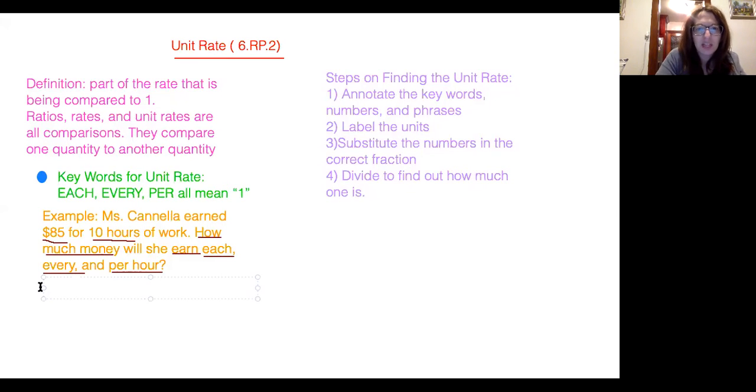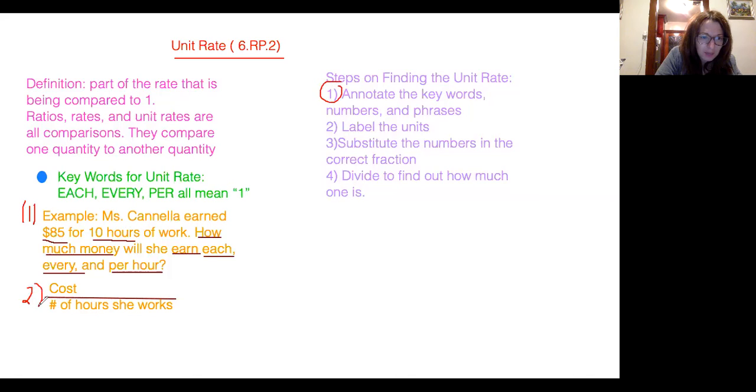So I did step one, I annotated. Now I'm going to label the units. What are the 2 things I'm comparing? I'm comparing her cost over the number of hours she works. Those are the 2 items I'm comparing. I read the problem, which is step 1, and now I'm going to label the units, which is step number 2. This is part 1, I annotated, and part 2 now is here. I'm setting up the labels.